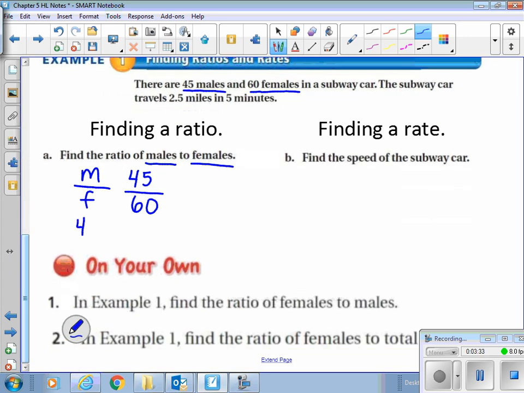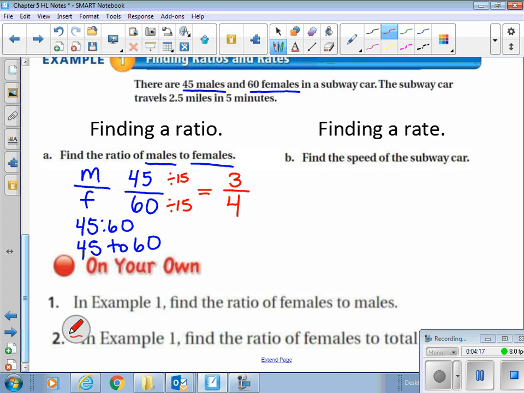Remember, you could also write it using your colon or with the word "to", 45 to 60. For all of them, we're going to simplify because it's not in simplest form. If I look at 45 and 60, they are both divisible by 15. Therefore, we would divide by 15 to simplify that fraction. 45 divided by 15 is 3, and 60 divided by 15 is 4. So the ratio of males to females would be 3 to 4. We don't want to read it as 3/4 because it's not just a fraction, it's a ratio comparing males to females. So we want to say 3 males to 4 females, or just simply 3 to 4.